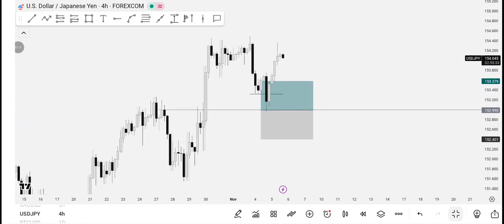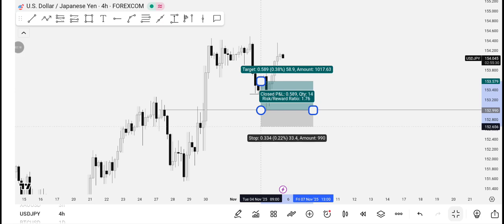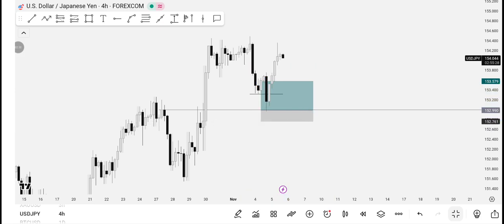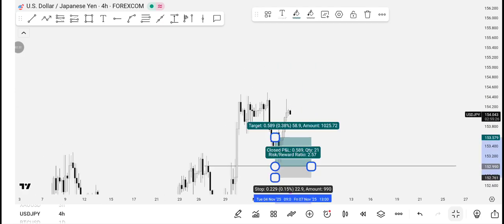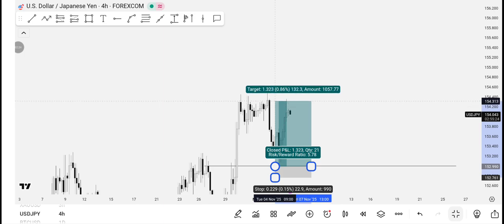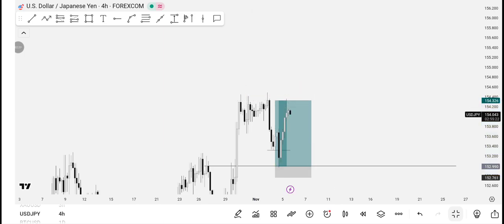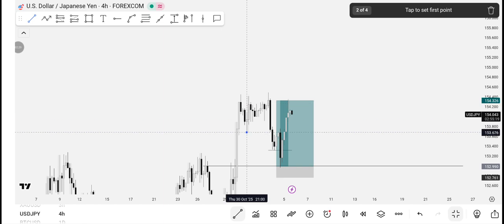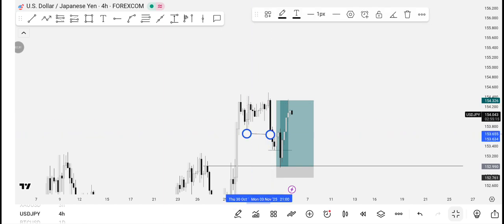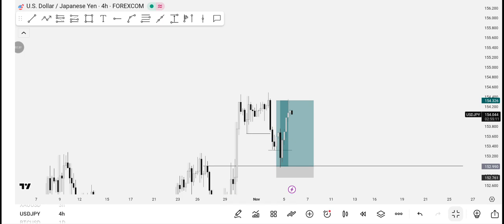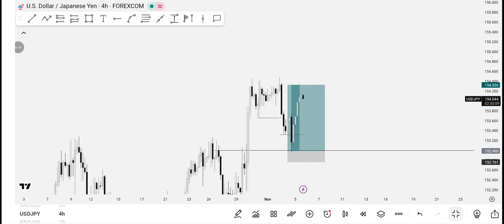Then my stop loss was at this area here. Then I was targeting here. Why? Because there's already a break of structure to the downside, showing that the trend has already changed from an uptrend to a downtrend. That was how I caught this buy over here.